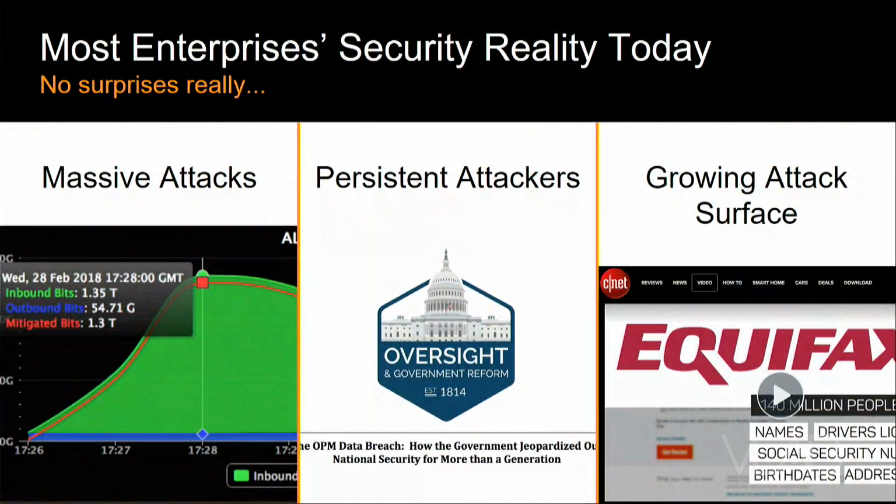Here's what we know about the reality of enterprise security today. At least three things. First, the attacks that enterprises are undergoing are at massive scale. Whether it's a distributed denial of service attack, where I'm just pumping a lot of data at you so that your website doesn't work, or a bigger attack. They're big and they're getting bigger. Second, these attackers are increasingly persistent and they're patient.